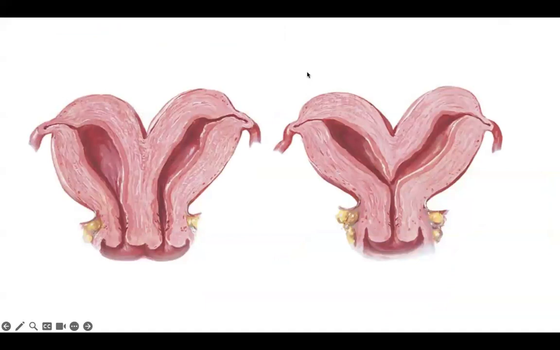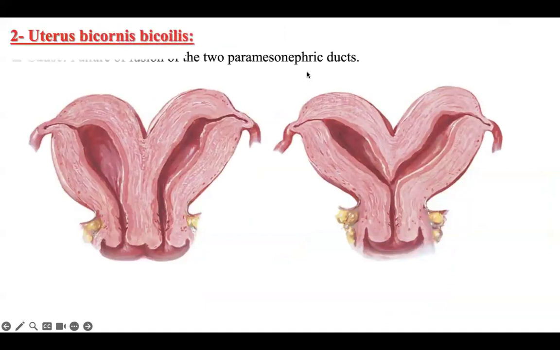Okay, what is the other case? Uterus bicornis bicollis. There is a fusion between the paramesonephric ducts, but this fusion is incomplete, not complete fusion. What happened in this case? We have two uterus, two cervix, but only one vagina.